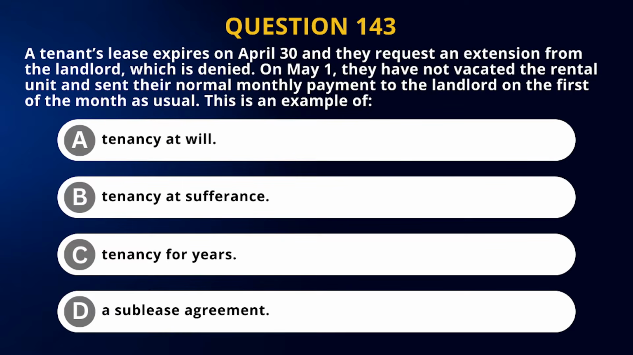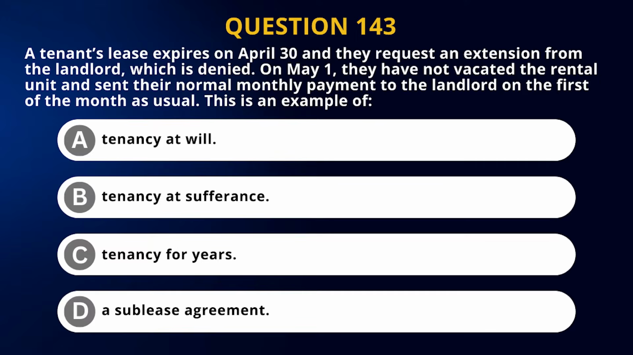Question number 143. A tenant's lease expires on April 30, and they request an extension from the landlord, which is denied. On May 1st, they have not vacated the rental unit and sent their normal monthly payment to the landlord on the first of the month as usual. This is an example of letter A, tenancy at will. Letter B, tenancy at sufferance. Letter C, tenancy for years. Letter D, sublease agreement.